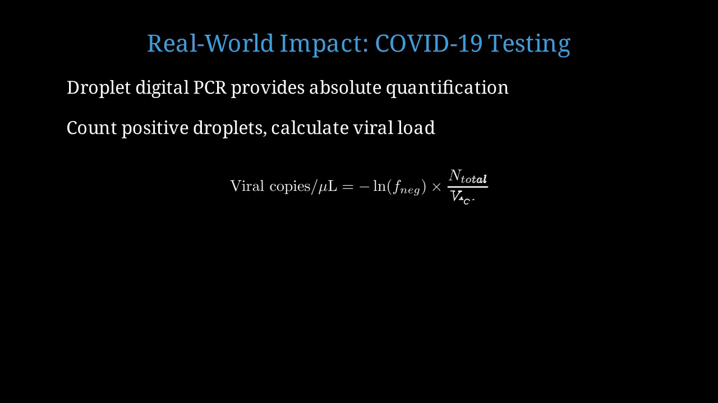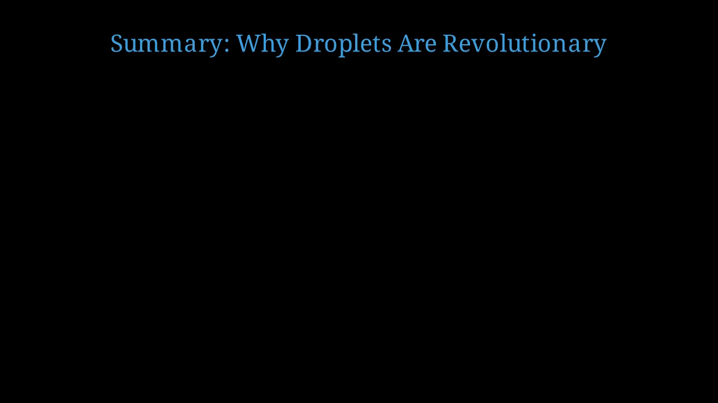The formula is viral copies per microliter equals negative natural log of the fraction of negative droplets, times total droplet number, divided by total volume. This method is more sensitive than standard quantitative PCR because you're counting individual molecules rather than relying on exponential amplification curves. Let me summarize why droplet microfluidics is truly revolutionary for high-throughput screening and combinatorial chemistry.